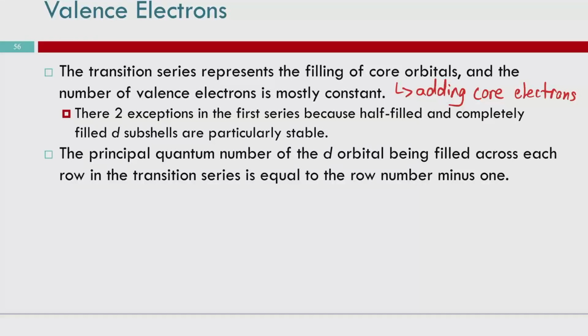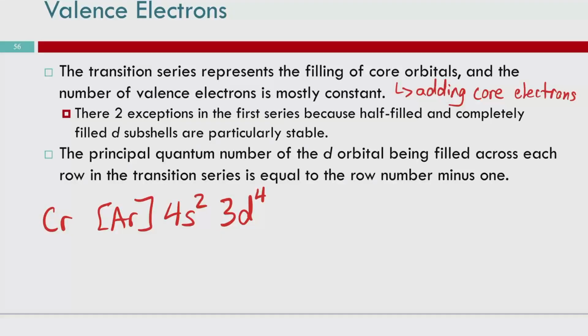So chromium's previous noble gas is argon. And then we are in row 4. We are past the S block, so 4S2 because it's too wide. And then we are in the 4th spot in the first row of the D subshell. The 4th spot means that it's raised to the 4, and the 3 in front because it's the row minus 1, so 3D4.